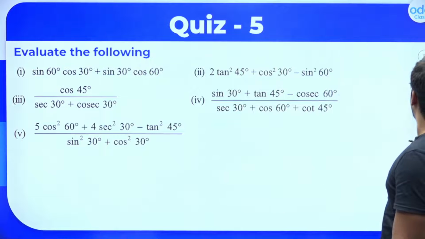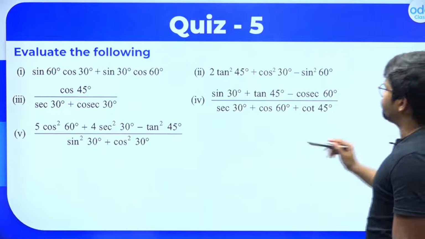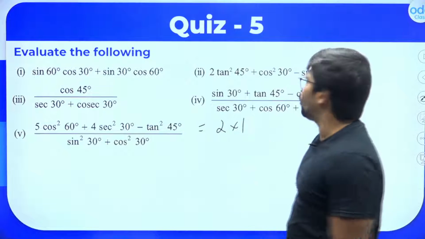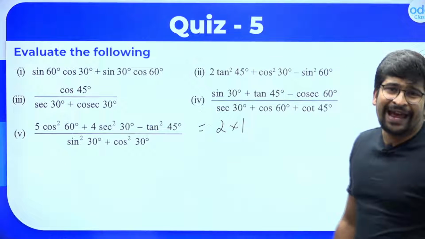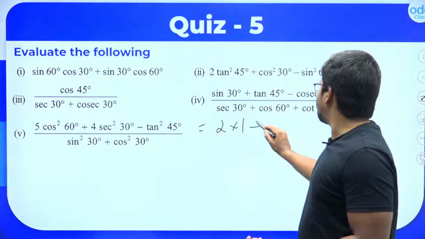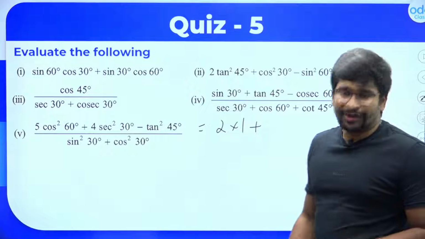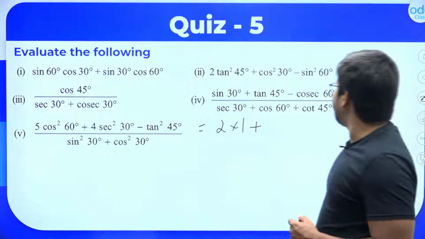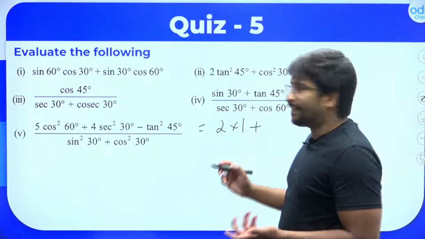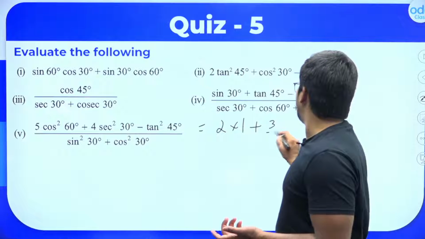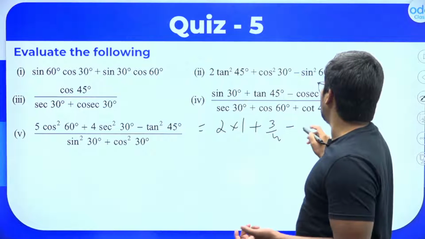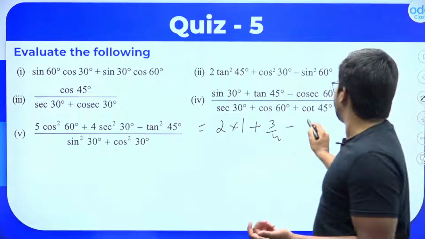Alright. Let's do the second question. Second question will be 2 tan square 45. You know that tan 45 is 1, so tan square 45 is also 1. Plus cos square 30. You know that cos 30 is root 3 by 2, right? So root 3 by 2 whole square will be 3 by 4. Minus sin 60 is also root 3 by 2, so root 3 by 2 whole square is 3 by 4 again.